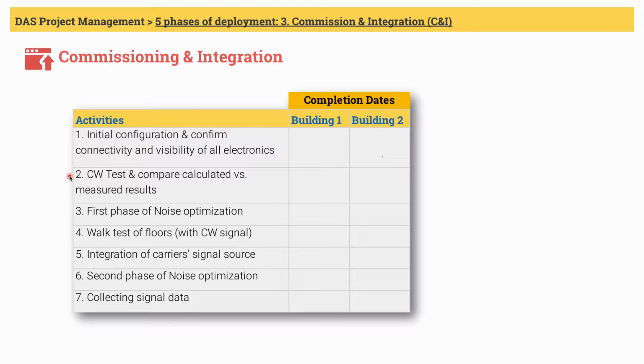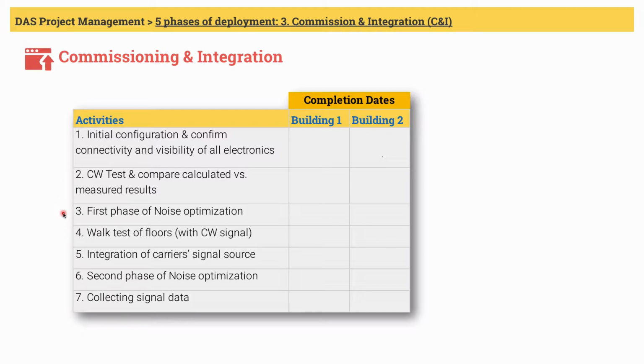Engineers will feed a measured CW signal from the head-end electronics and measure the signal going in and coming out of all electronics down to the antennas. Then they will compare the measured signal against the calculated values. It allows engineers to verify if the DAS is functioning as expected.